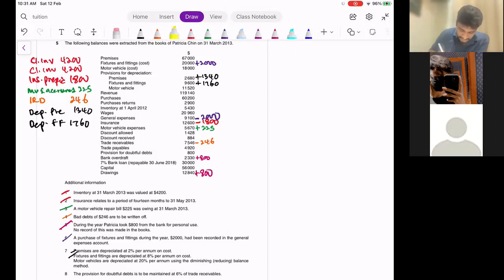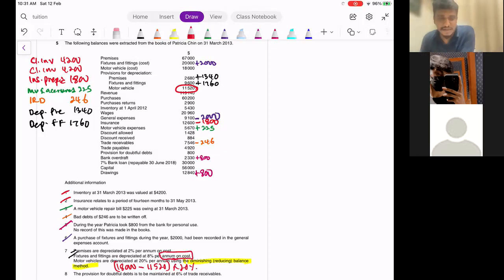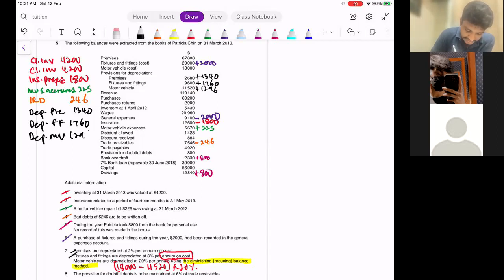Yes, okay. This one, the question say reducing balance method. When the question say reducing balance method, you need to take the cost 18,000 minus with the previous year's depreciation 11,520, then only times with the 20%. When the question say on cost or straight line method, then you straight away times. You understand this? So I get 1296. Depreciation of motor vehicle is 1296.